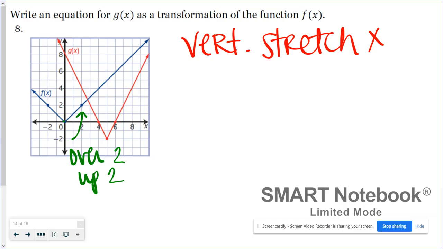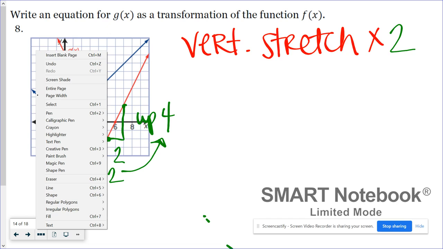And if we look at the same kind of movement here, if I start at my vertex point and go over 2, notice this time I'm going up 4. So I was going over 2, up 2. Now I'm going over 2, up 4. And so that would suggest that we have a stretch factor of 2.